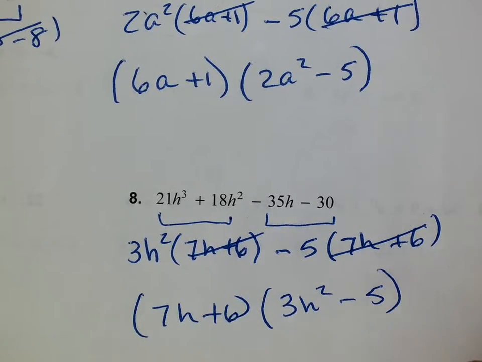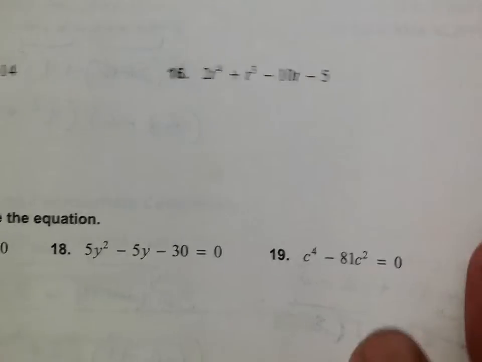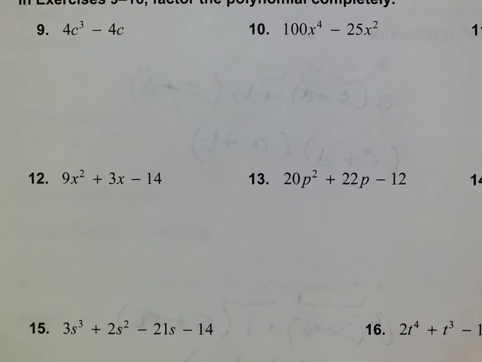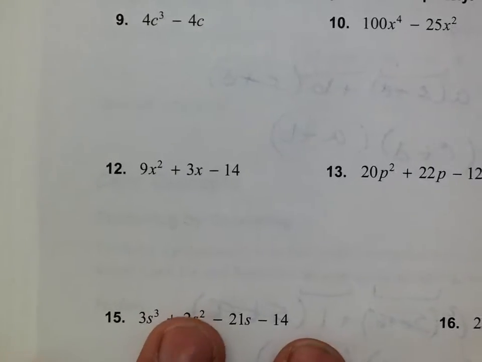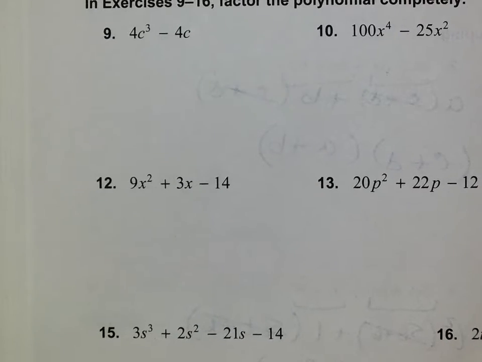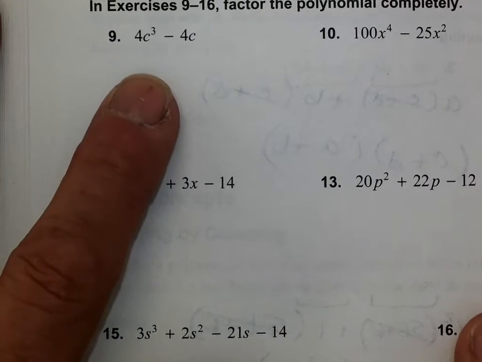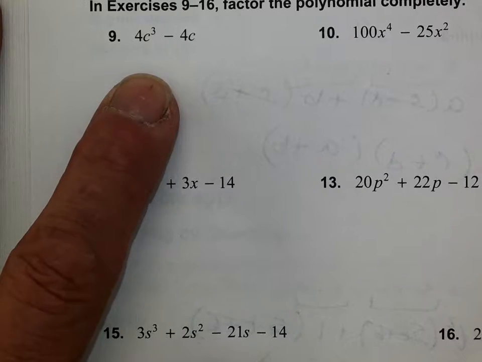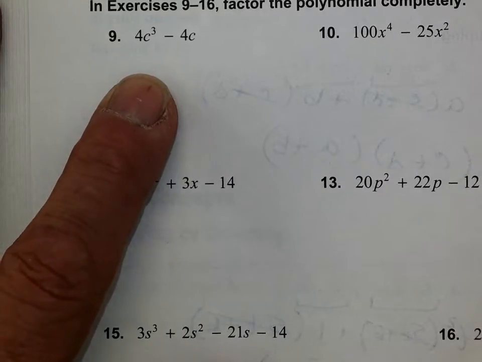Let's turn the page and we'll see a plethora of factoring. Okay, so all right, let's go straight to number 9. Okay, all right. Okay, number 9. What do you see? A 4C? Okay, I agree. 4C.